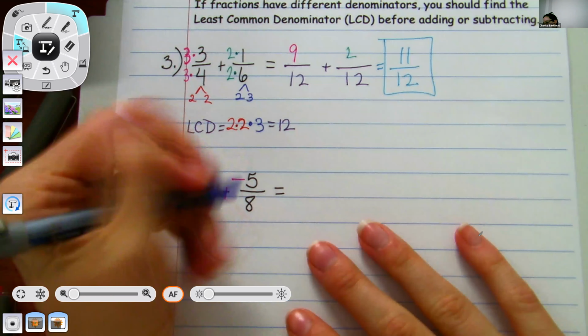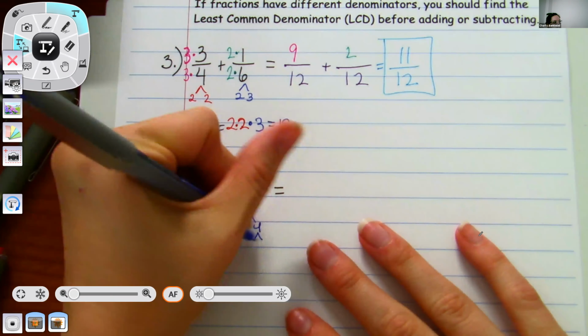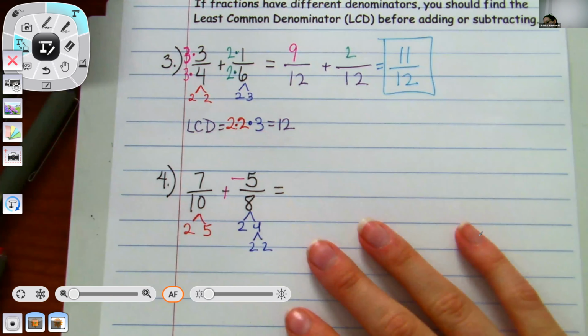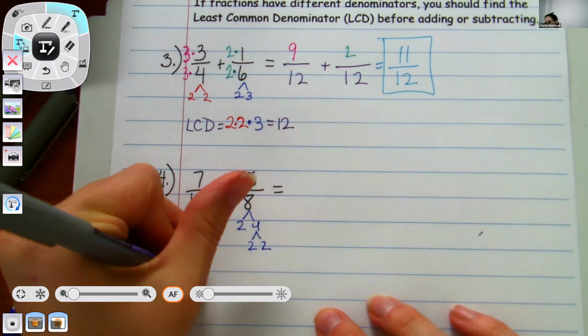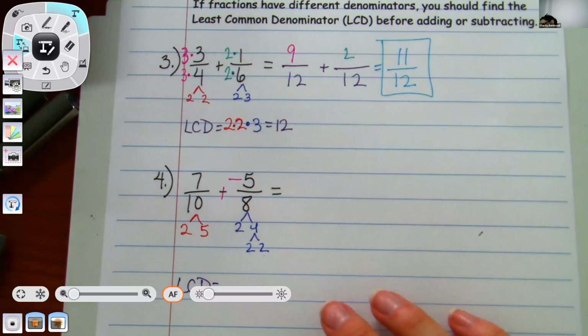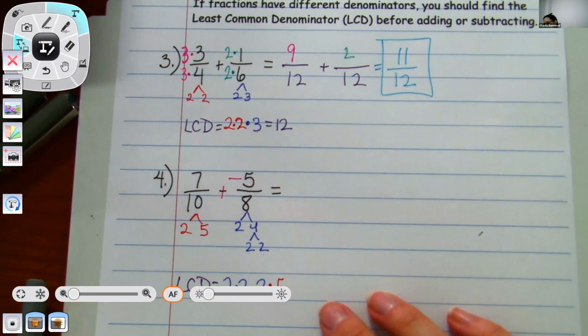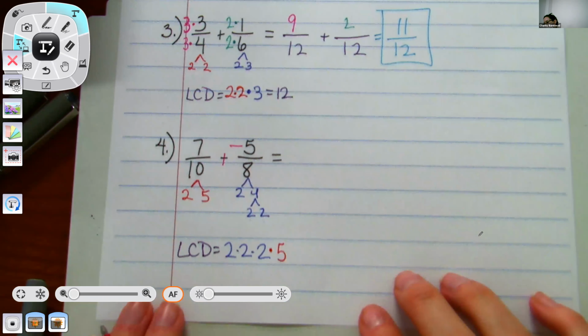So 10 is 2 times 5, and then 8 would be 2 times 4, which is 2 times 2 times 2 equals 8. So to find your LCD, whichever one has the most number of 2's, that's how many 2's have to be in the LCD. So this one has 3 2's, so your LCD has to have 3 2's. And then what else do we have? We also have a 5, so that 5 has to go in as well. All right, and when you multiply all those together, that equals 40, which is your LCD.